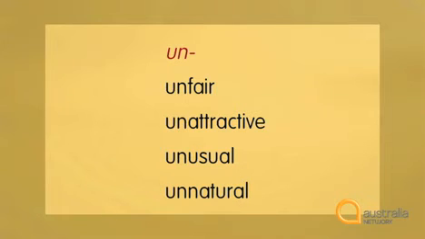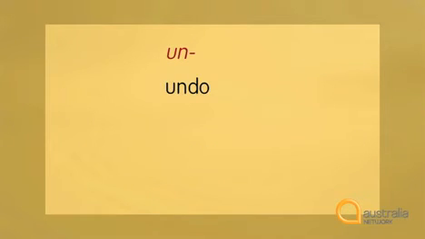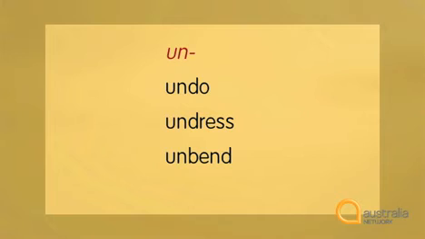But un can also be used with verbs. It means that an action is reversed. So we have undo, undress, or unbend. There aren't many rules about what sort of words take these prefixes. You'll have to learn most opposites one by one. A good way to do this is to try to find out the opposite every time you come across a new word.